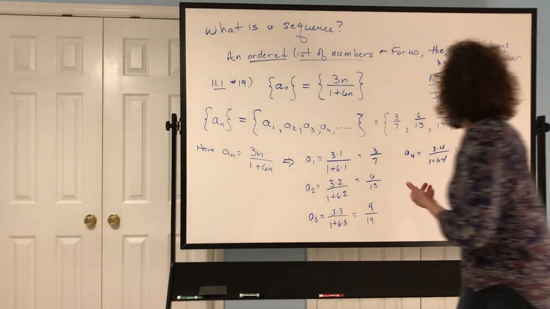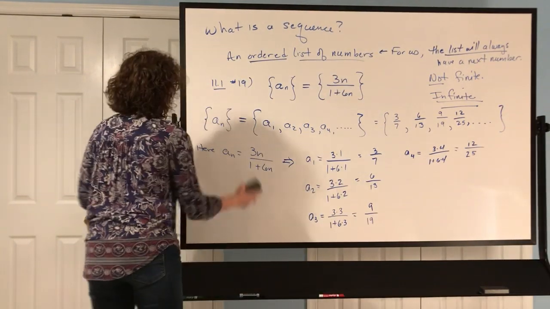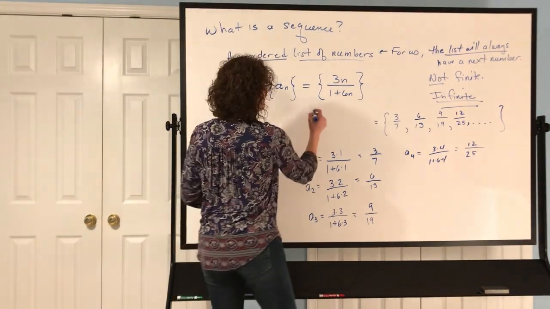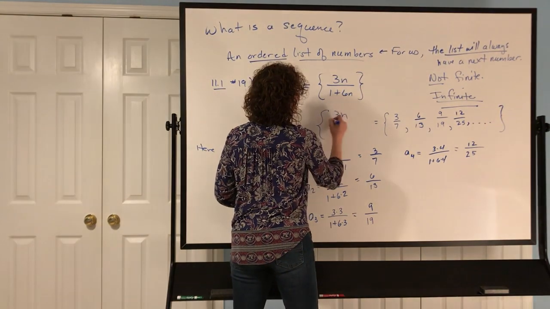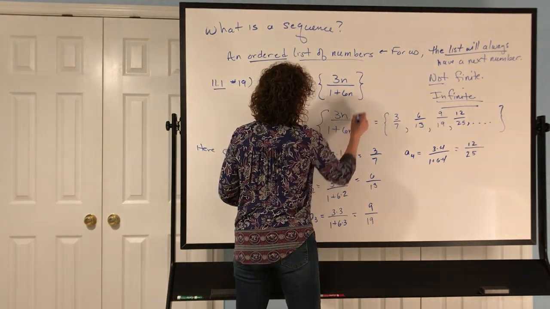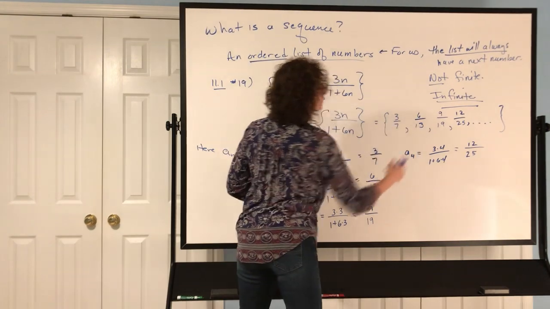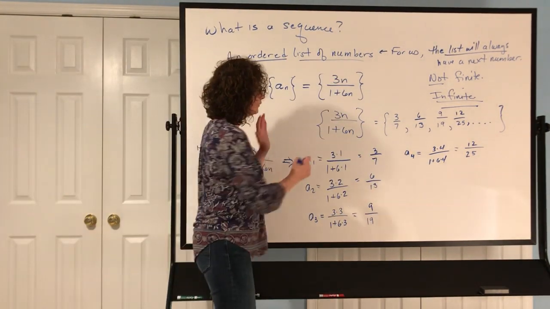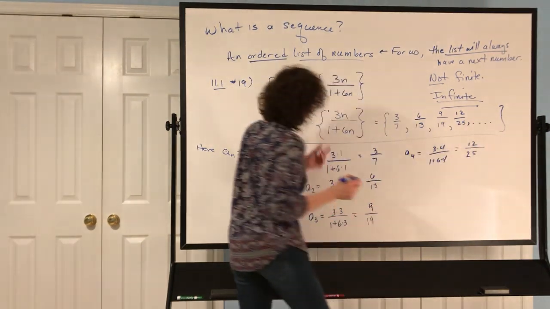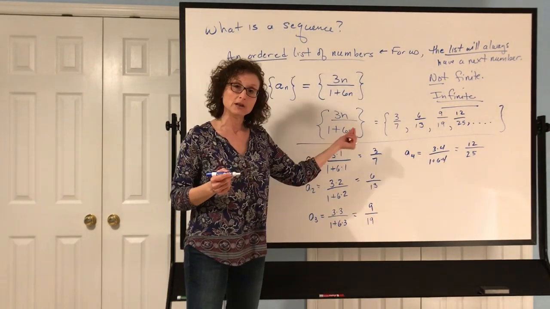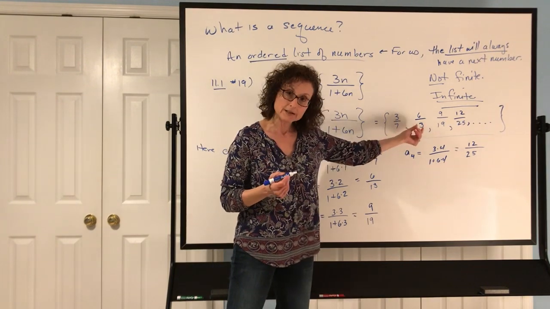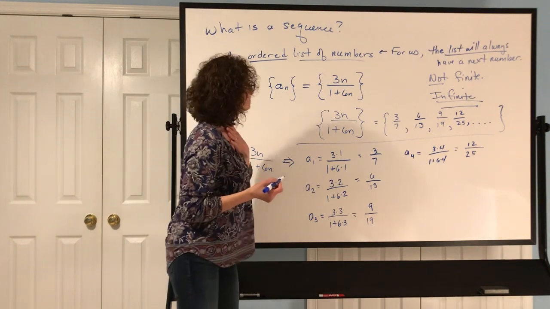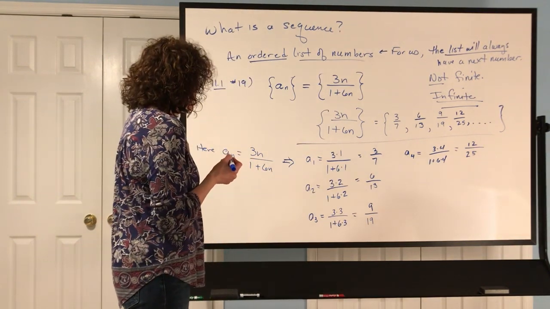So we could say then that the sequence {3n/(1+6n)} is equal to that infinite list of numbers, right? So keep that in mind as we move along and you start just working mostly with the expression. Remember, it's really an infinite list of numbers, and think about what those numbers are. Does that make sense? Yeah? Okay.